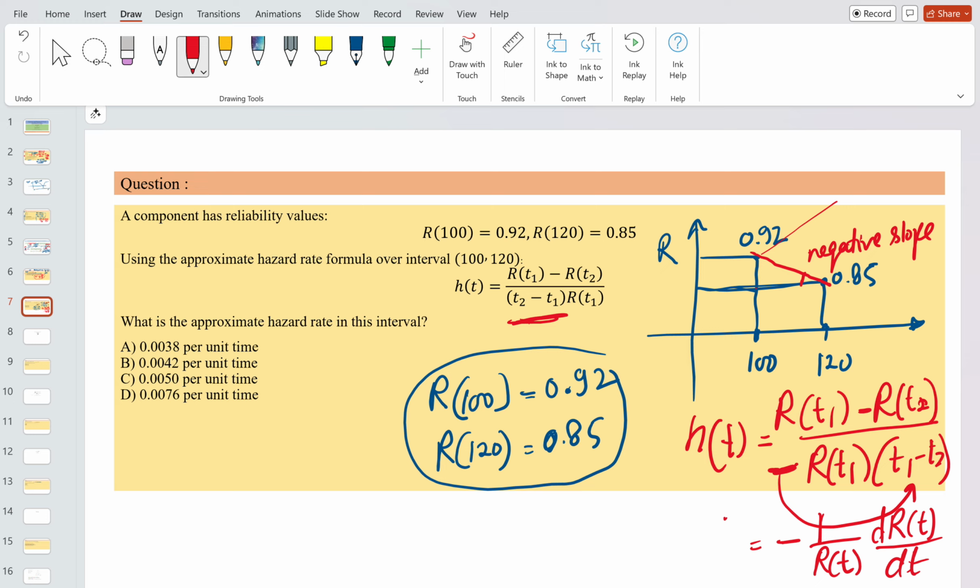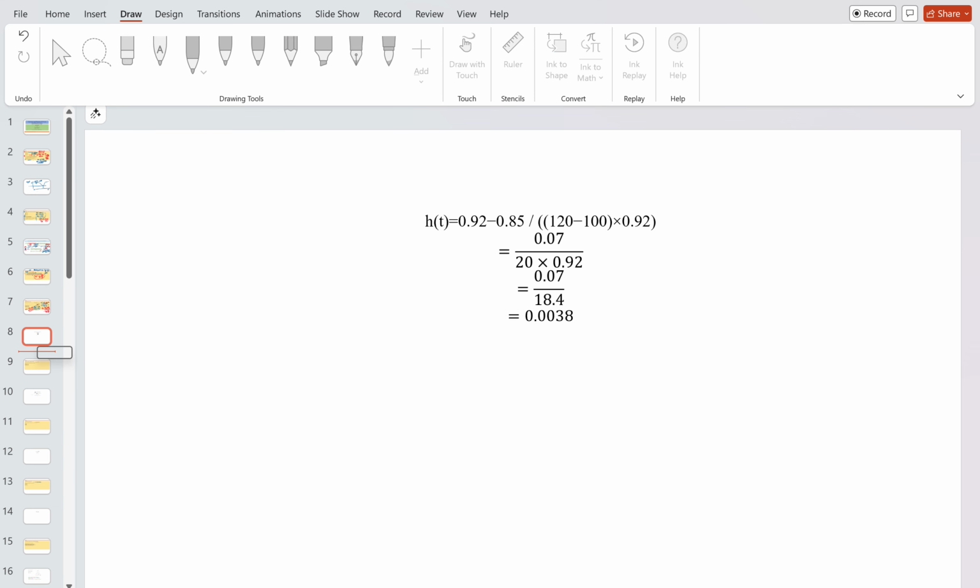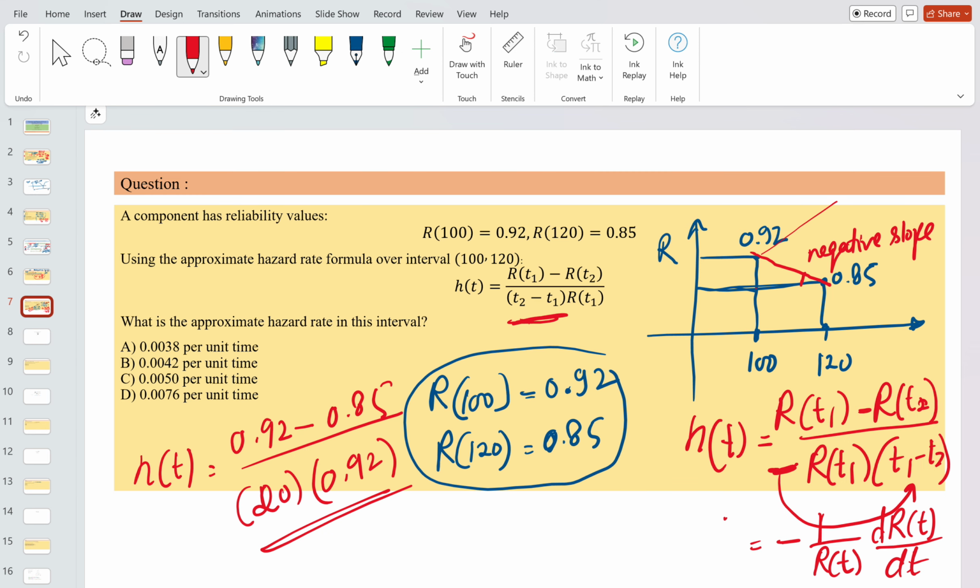So when you put the values in this, R(t1), that is R at 100 time, is 0.92, minus 0.85, divided by t2 minus t1, that comes out to be 20, and R(t1) is 0.92. When you solve it, it will come out to be 0.0038.